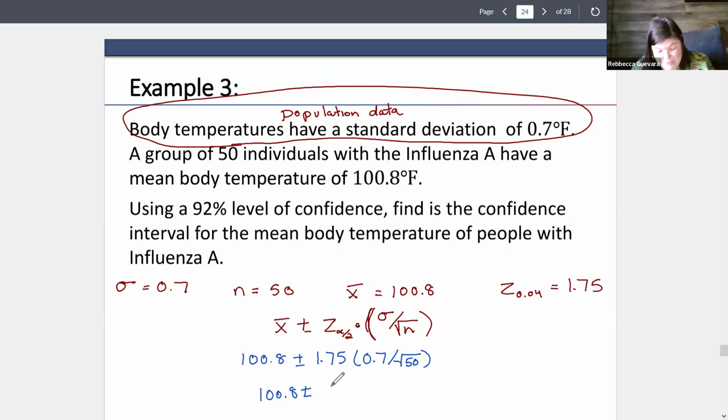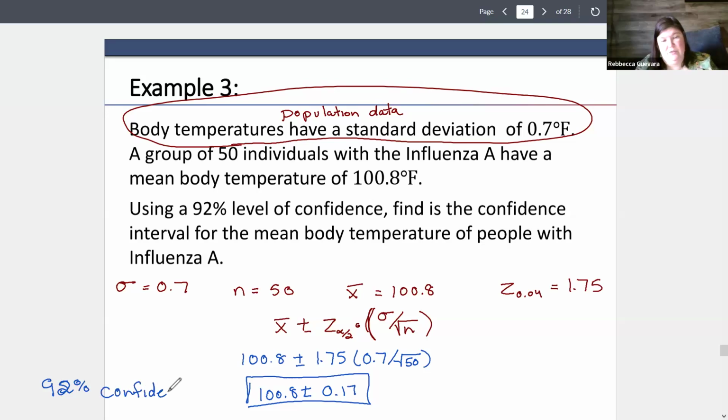So usually with temperatures, anytime I've done confidence intervals, they don't have a lot of wiggle room because they have such small standard deviations. So this rounds out, if I go out 2 decimal places, to 0.17. So this is my confidence interval for a 92% level of confidence. So the 92% confidence interval is going to be 100.8 plus or minus 0.17.